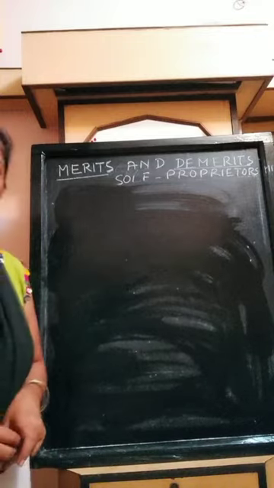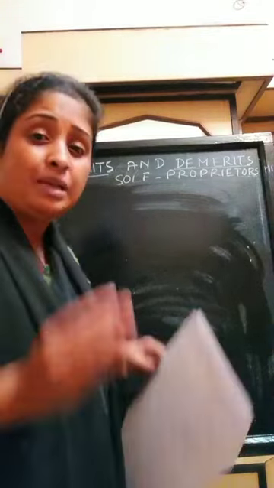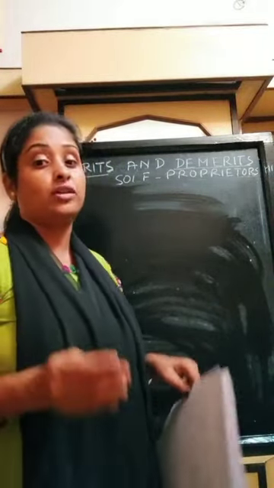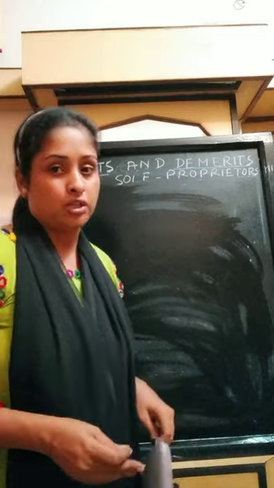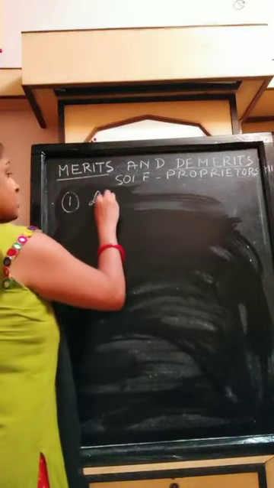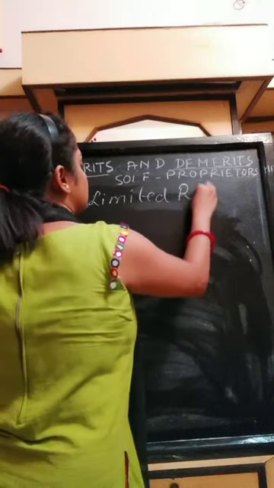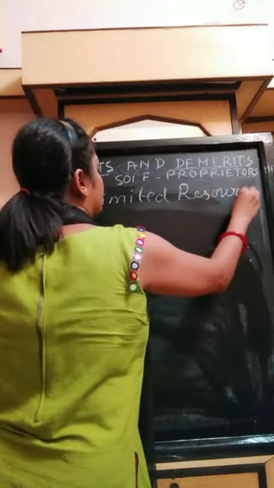Now, the first and foremost shortcoming of this kind of business is limited resources. Now we'll talk about the demerits, the shortcomings, the limitations, the disadvantages or the drawbacks of sole proprietorship business. The first being limited resources. This is very important.